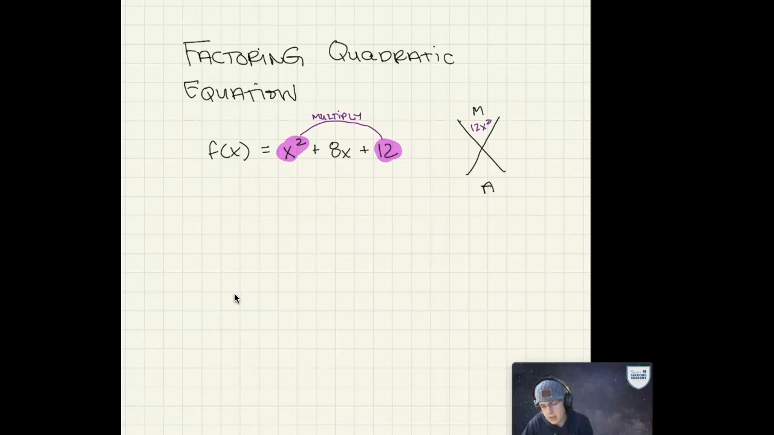And then in the middle, you're just going to take your middle term and you're going to put that down here, 8x. So then, now you're going to make your little table. You're going to make a table.